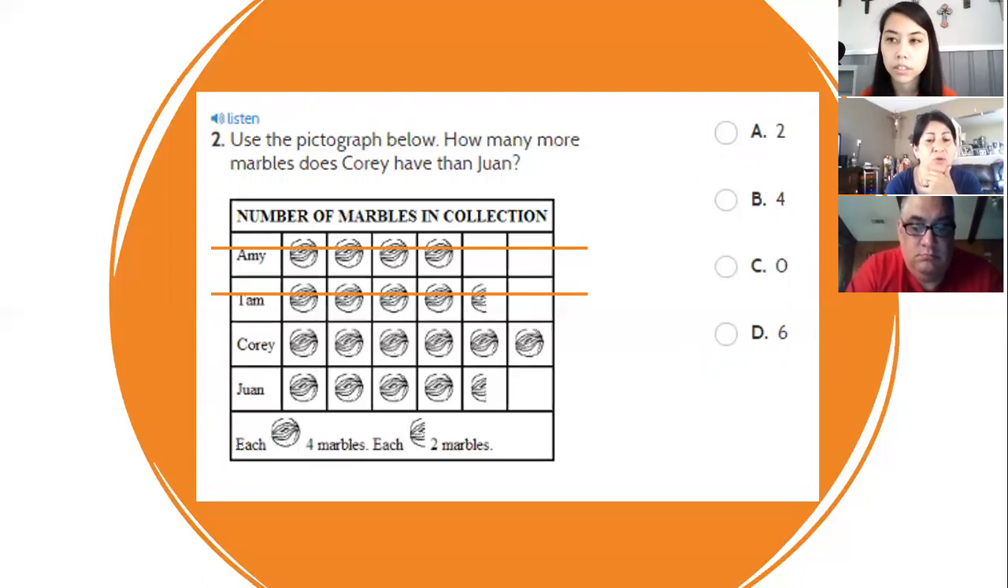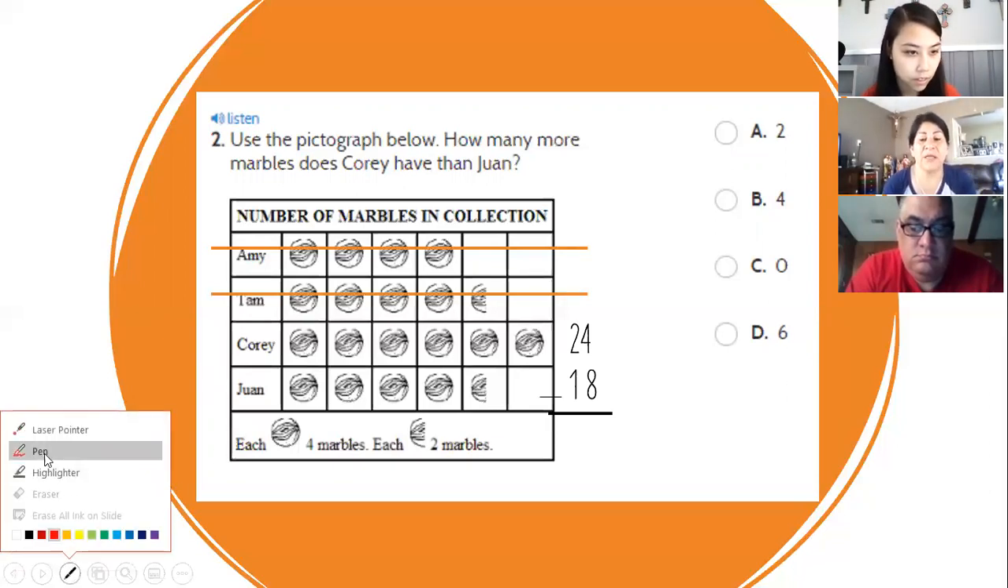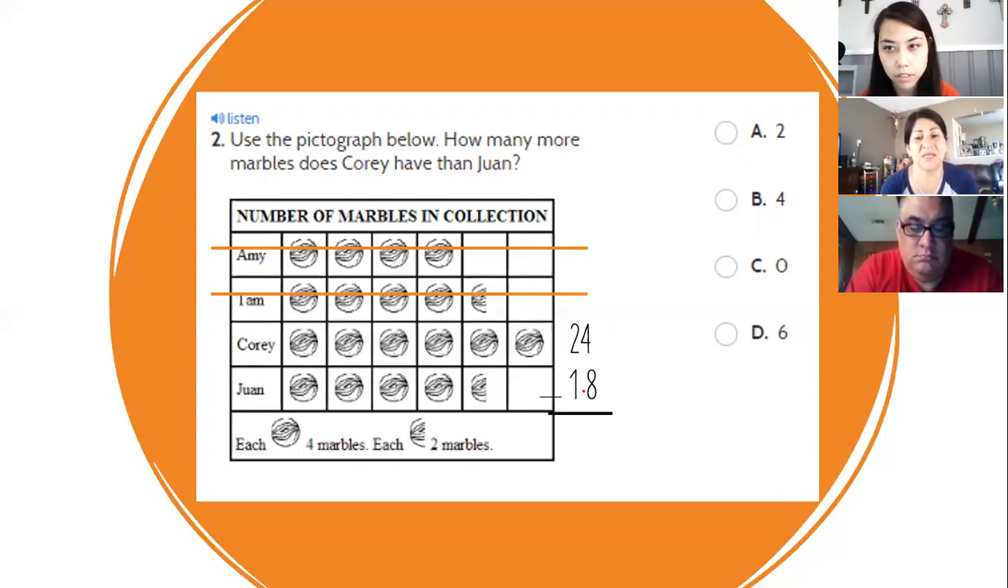If I count Corey's, he has 1, 2, 3, 4, 5, 6. But each of those is 4, so 4 times 6 is 24. I have to remember I have 24. Then if I look at Juan's, Juan has 1, 2, 3, 4 and a half. So I'm going to do 4 times 4, which is 16, plus 2 is 18. Then I'm going to subtract those two. If I subtract 24 and 18, I should end up with 6.